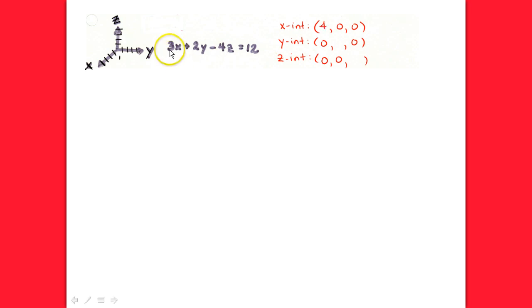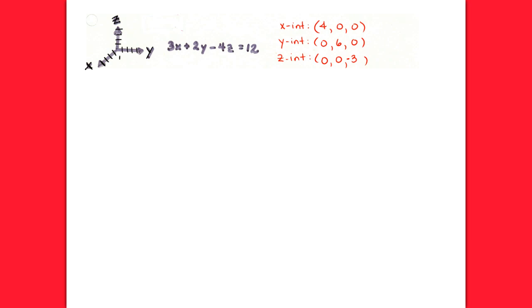Same idea with the y-intercept. You could put a finger over the 3x because you're putting a 0 in for that x, and you could put a finger over the negative 4z because you're putting a 0 in for that z. That would leave you with 2y = 12. So what's y? 6. And z-intercept, put fingers on 3x and 2y. So if negative 4z = 12, what's z? Negative 3. So there are my 3 intercepts.